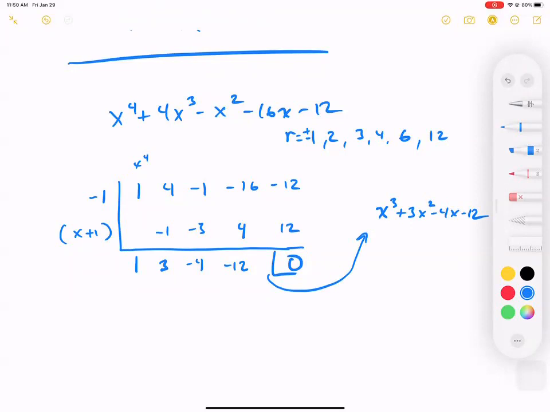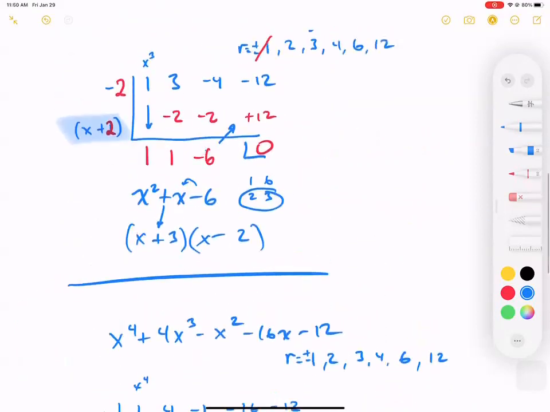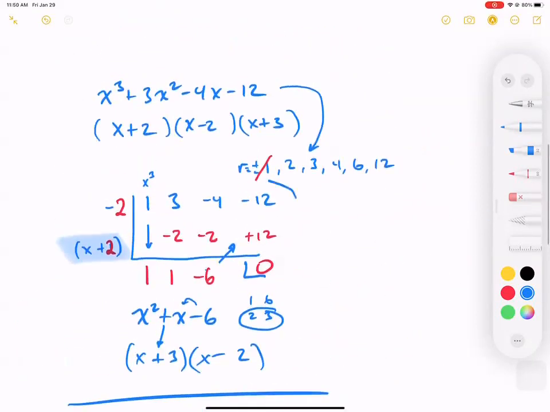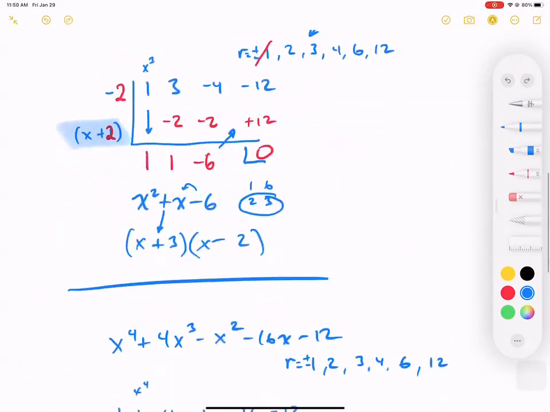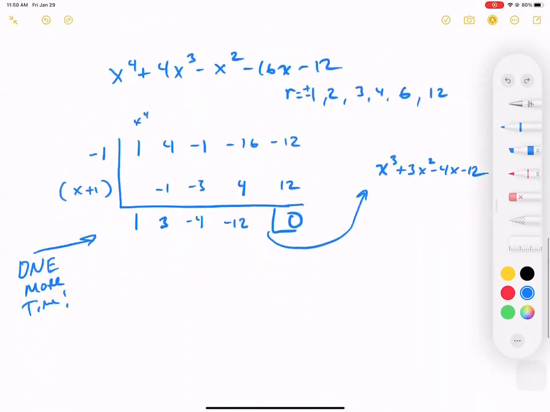So let's try something. We're going to go at it again, starting here, one more time. Since we're in x cubed and not x squared yet, we go one more time. You might notice this is actually the last problem that we had: x cubed plus 3x squared minus 4x minus 12.